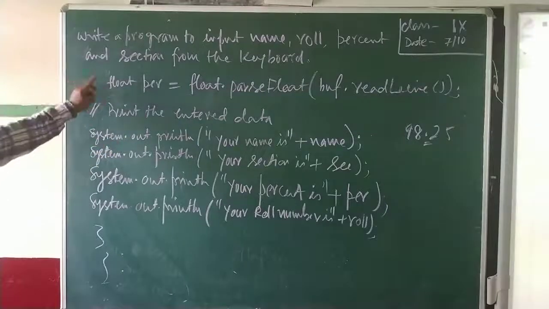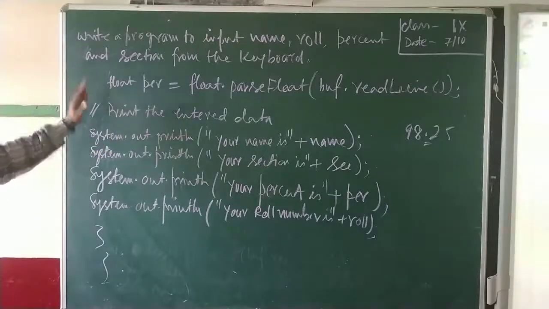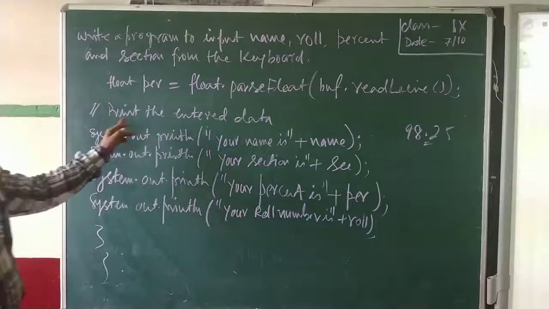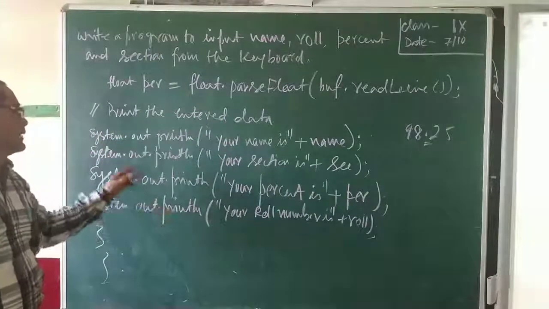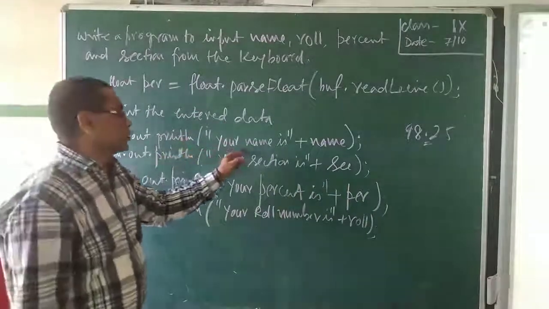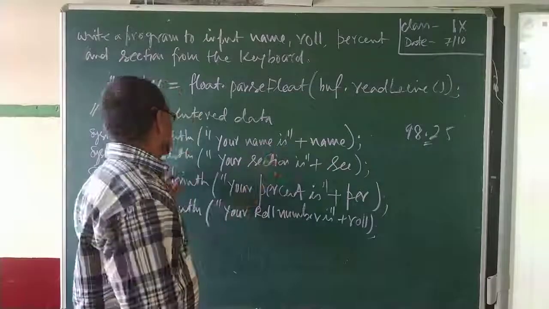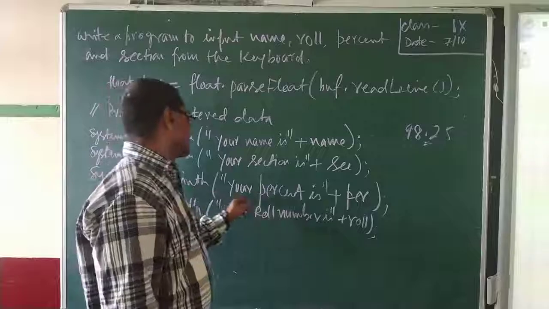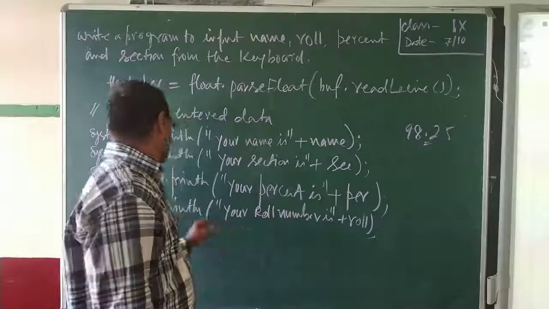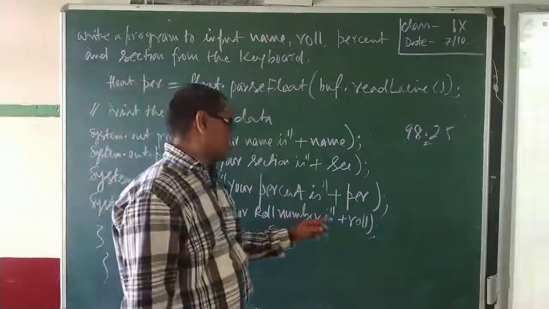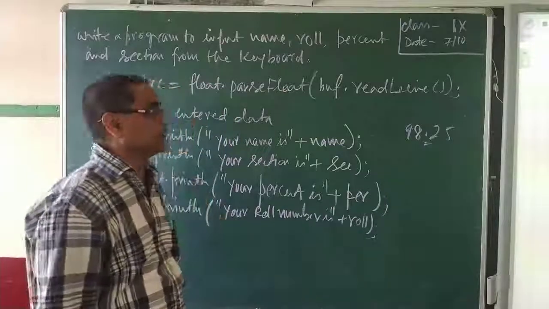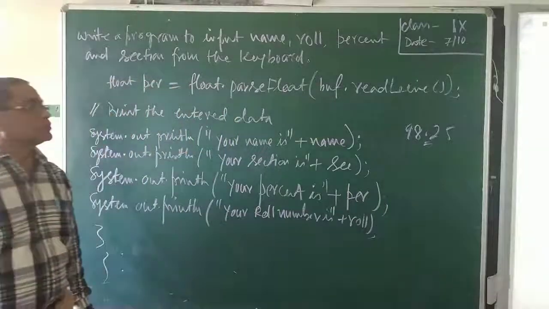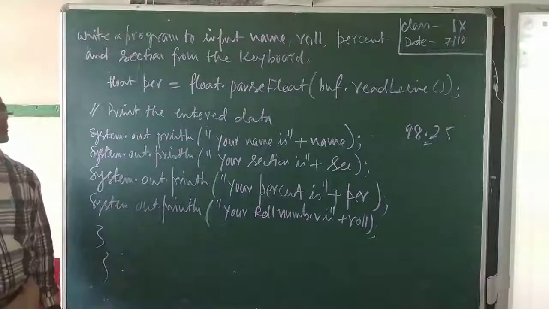Now all the data are entered. Now we'll see what data is entered. So print the entered data. The computer will print with System.out.println: your name is whatever name you enter, your section is whatever section you enter, your percentage is whatever percentage you got, and then your roll number. So this is the end of this program, and you must practice this program also. This is required for other programs.